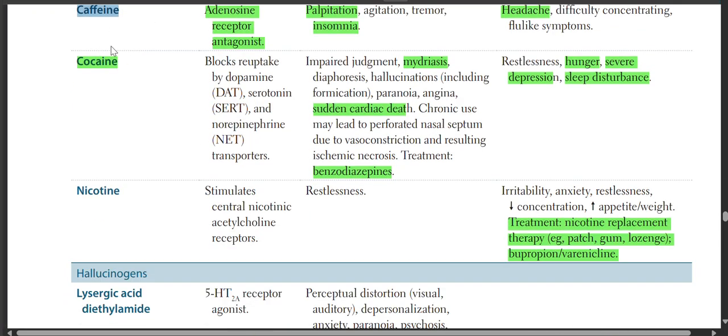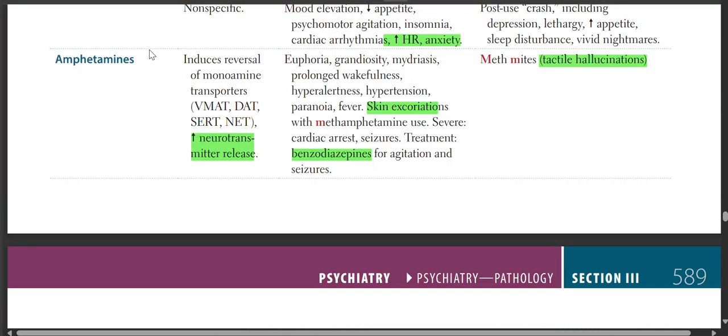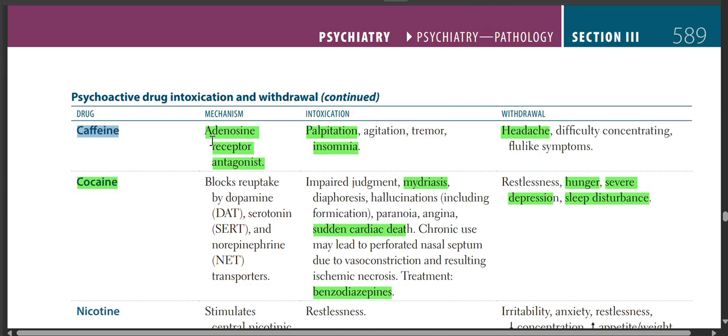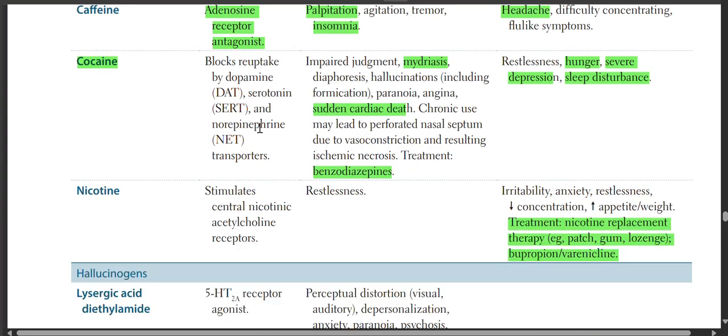Next we have cocaine. Now the way cocaine works is, similar to amphetamines which increase the neurotransmitter release, cocaine will prevent the reuptake of these neurotransmitters: norepinephrine, serotonin, and dopamine. And one thing with cocaine intoxication that I would tell you is that you do not want to give beta blockers to anyone who has cocaine intoxication because that increases the risk of them dying. It's like an absolute contraindication. Cocaine will be consumed by snorting through the nose.